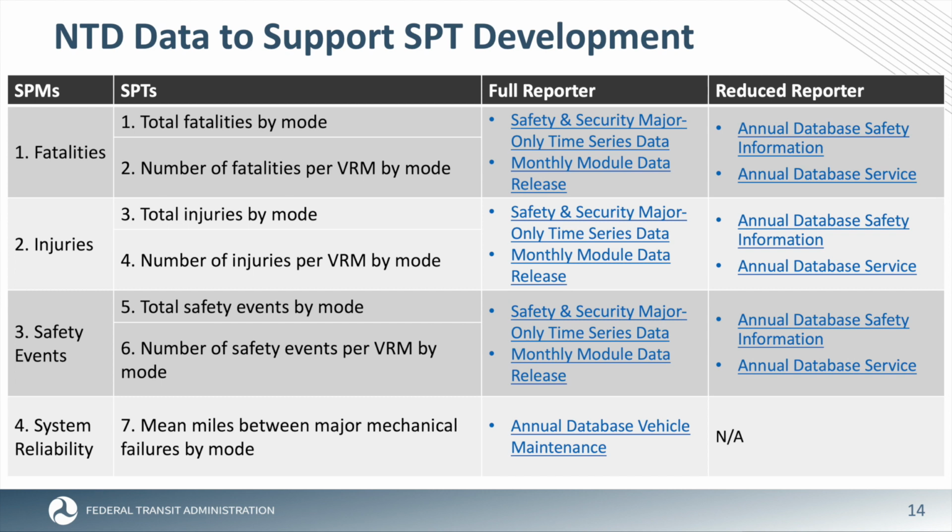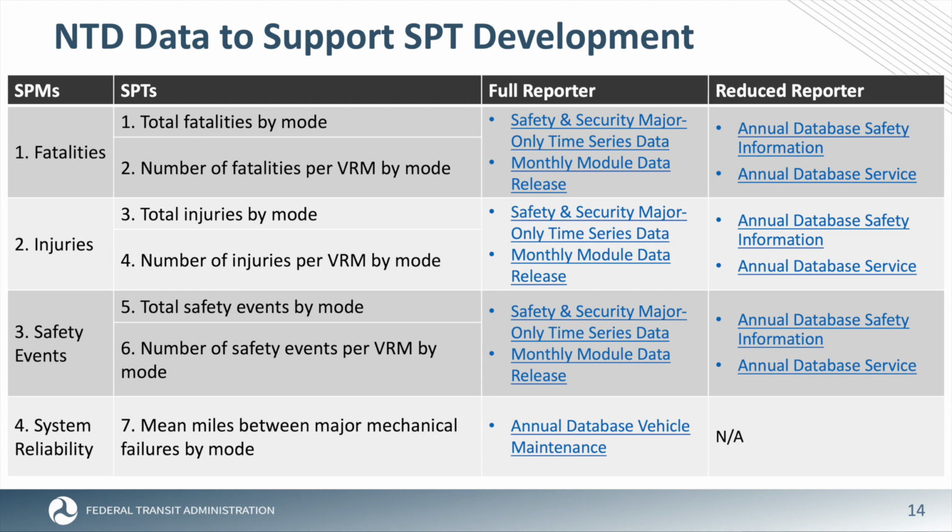So for a full reporter, I could access historical data for my agency by looking at the safety and security major only time series data file. And that'll provide me with the total major safety events reported by my agency each calendar year. And it'll provide me with the resulting fatalities from those major safety events and the resulting injuries from those major safety events.